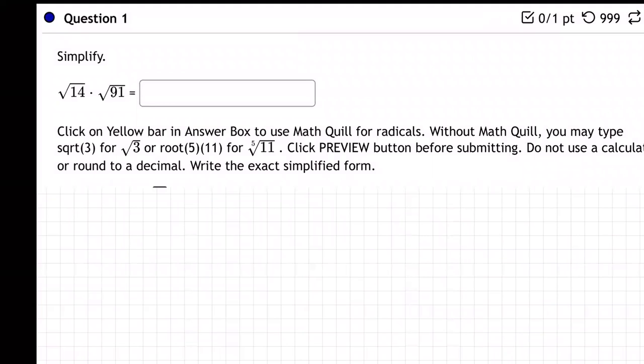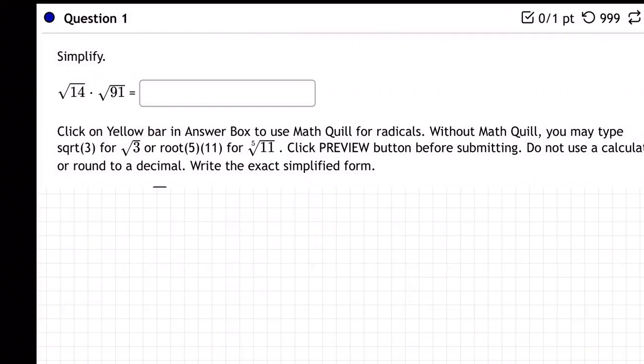Okay, so on this question, we have the square root of 14 times the square root of 91. And we're wanting to basically simplify this. Now, it says times. That little dot in the middle says times. So we would think that you'd want to multiply 14 times 91. And you could. There's nothing wrong with that. But really, that won't be the easiest thing.